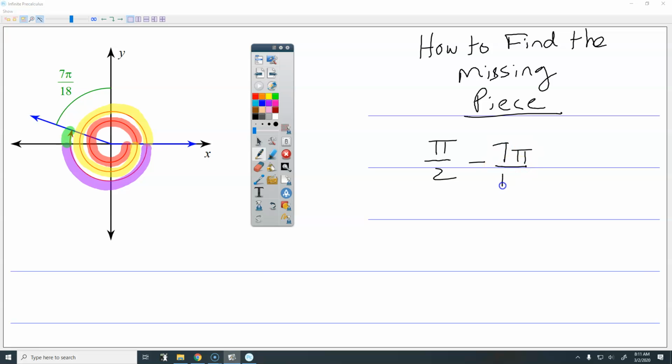No, because right now we're not worried about direction. We're just worried about the size of that piece. We'll put the sign on there at the end. So let's do that. Common denominator here is 18. So I'm going to multiply both by 9. And that's going to give me 2 pi over 18, which is pi over 9.